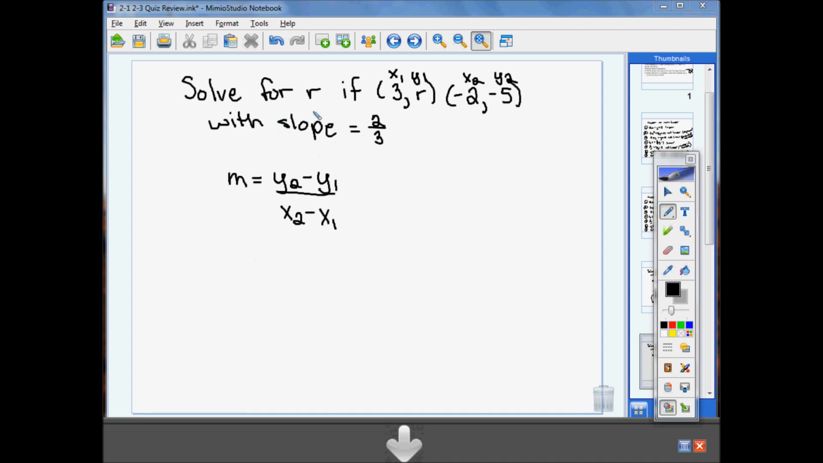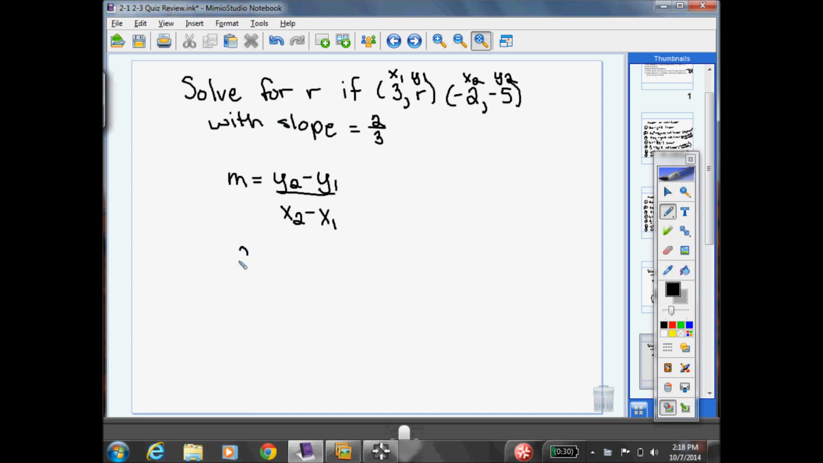2/3, because you knew that m stands for slope. So we plug in 2/3 right here. Okay, so 2/3 is m, and then we have to figure out the other pieces. Notice we have pre-marked in here x1, y1, x2, y2. Remember, you never have an x2. -5.